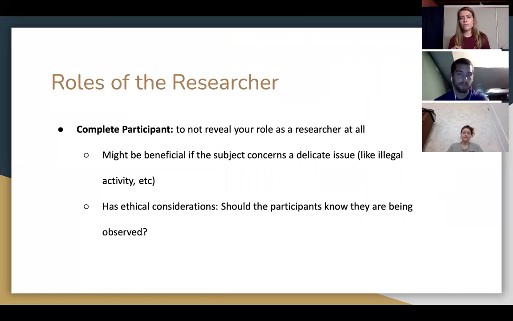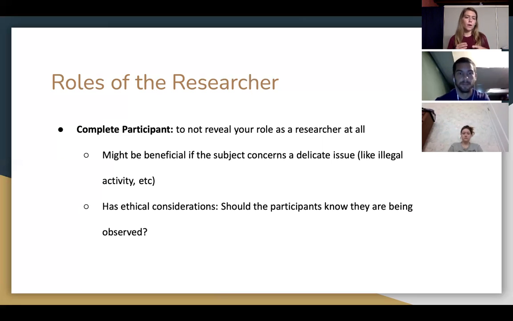This is beneficial if you're a really high profile researcher and you're looking at a delicate issue like illegal activity and things like that, where it might change the environment if they knew that you were researching them. But this type of researcher does have certain ethical considerations. Typically, when you research, you let the participants know they're being observed, so that way they have full disclosure, they sign up, they agree to participate.